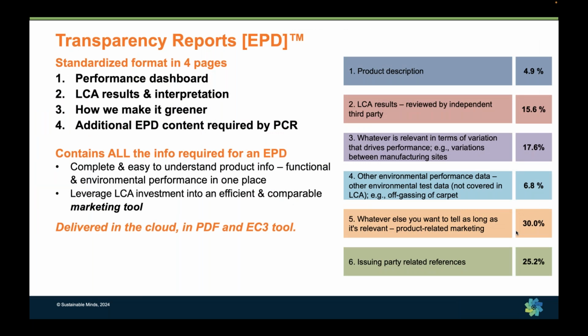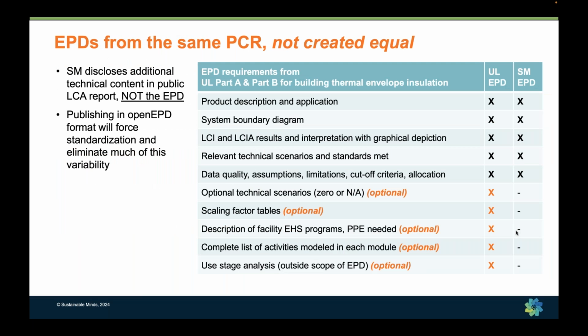So if you look at the calculation, you can see that a pretty high percentage of marketing content and standardized 4 pages contains all the information required for an EPD, so has all the disclosure requirements, but it's really been designed to be an efficient and comparable marketing tool, always delivered in the cloud, in PDF, and in the EC3 tool.